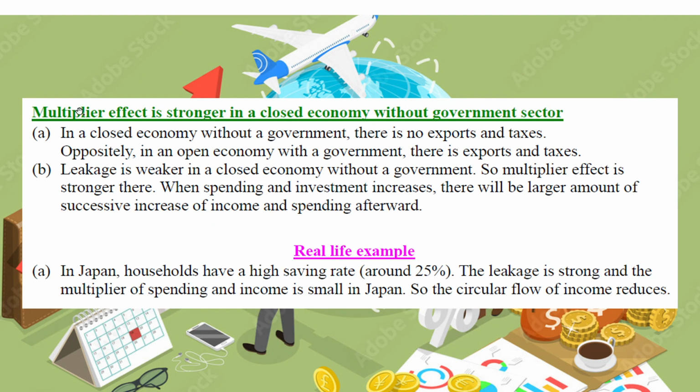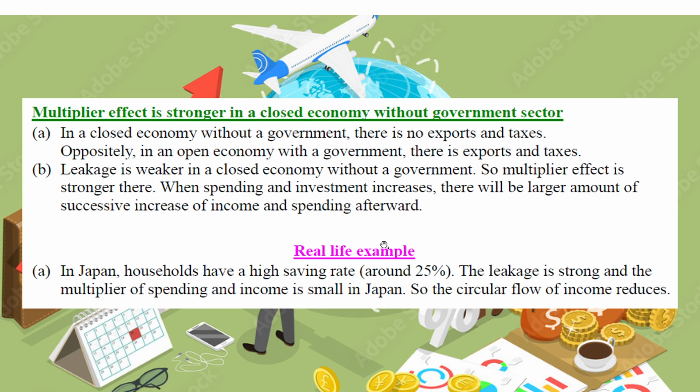And from this model, you can have some strange impression. The multiplier effect is stronger in a closed economy, with no export and import, without a government, and low taxation. In a closed economy without a government, there's no export and taxes. Oppositely, in an open economy with a government, there's export and taxes. So leakage is weaker in a closed economy without a government, and the multiplier effect is stronger there. But we have another problem, right? Without a government, without the connection with the world. So when spending and investment increase, there will be large amounts of successive increase of income and spending afterward.